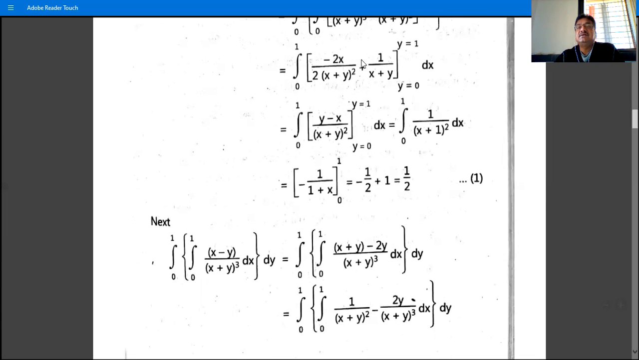Its simplification is this: (x plus y) square is the LCM, 2 gets cancelled, and y minus x is the numerator. Then the value at the upper limit, that is substitute y as 1, we have this answer, and then substitute y as 0. If we substitute y as 1, then 1 minus x divided by (x plus 1) square, and then substituting y as 0, we have the answer minus x divided by x square, that is minus 1 by x.